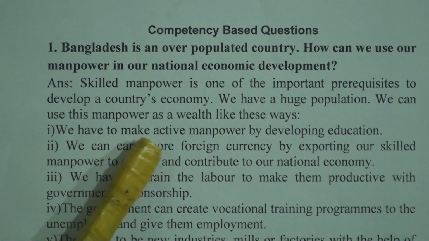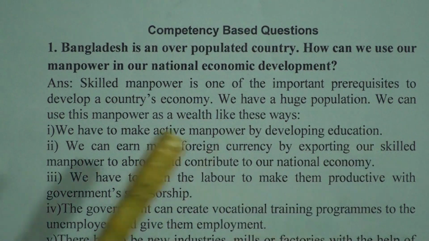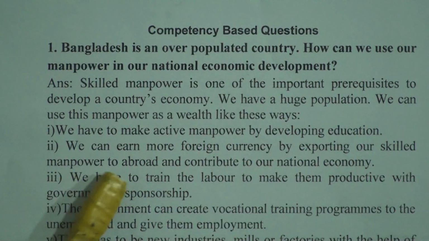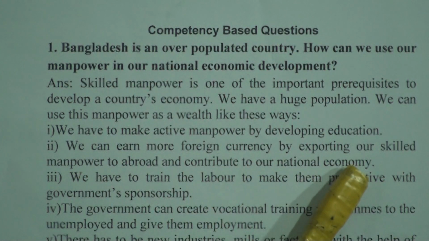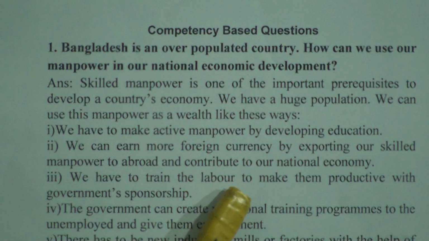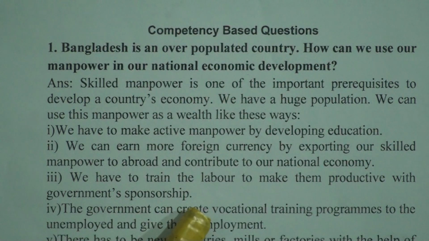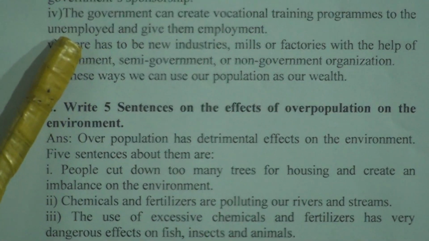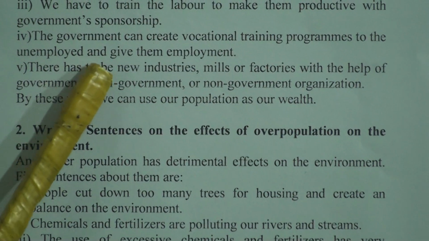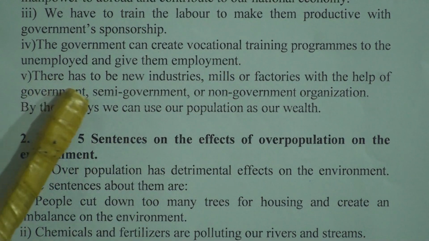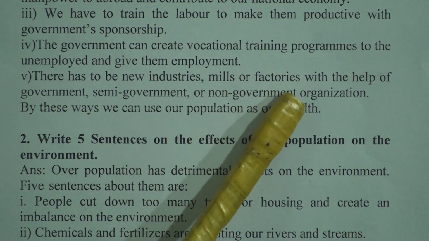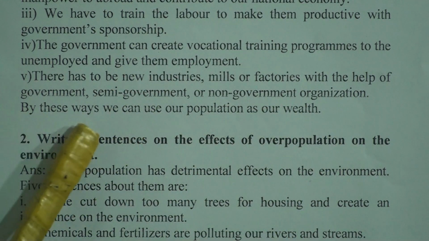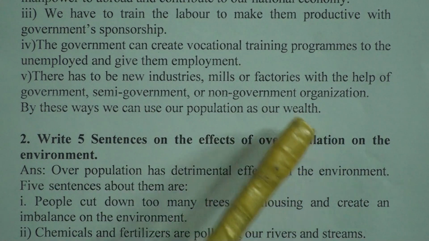Number 1, we have to make active manpower by developing education. Number 2, we can earn more foreign currency by exporting our skilled manpower to abroad and contribute to our national economy. Number 3, we have to train the labor to make them productive with government's sponsorship. Number 4, the government can create vocational training programs for the unemployed and give them employment. Number 5, there have to be new industries, mills or factories with the help of government, semi-government or non-government organizations. By these ways, we can use our population as our wealth.